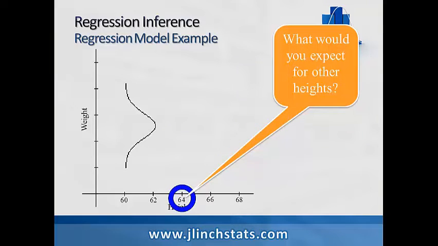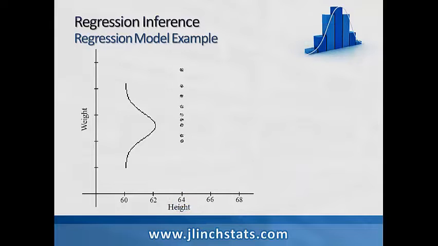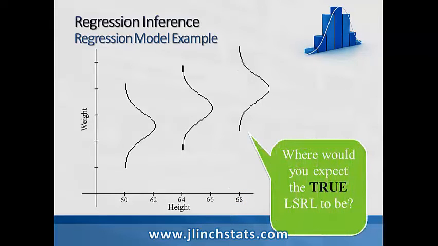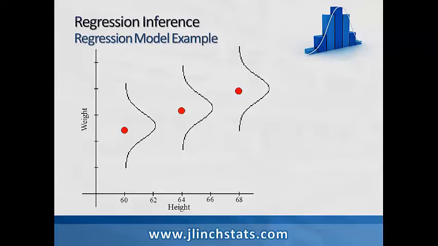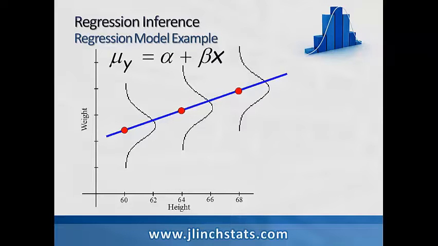What would we expect for other heights? And once again for other heights, we would expect that these distributions as well would be normal. So where would you expect the true least squares regression line to be if we were to associate height versus weight? Now, since we are expecting normal distributions for each one of these heights, we're going to expect our least squares regression line to be at the means of all these normal distributions.